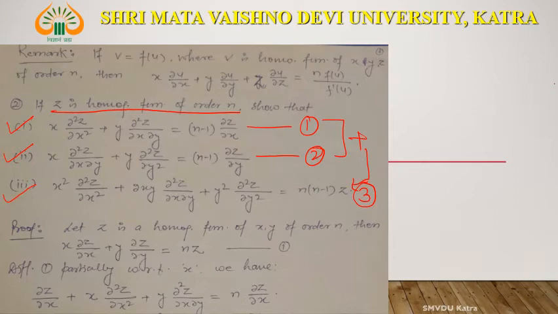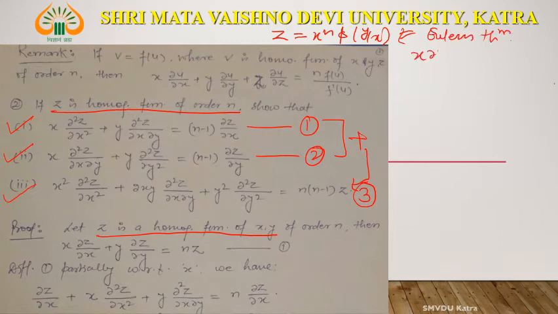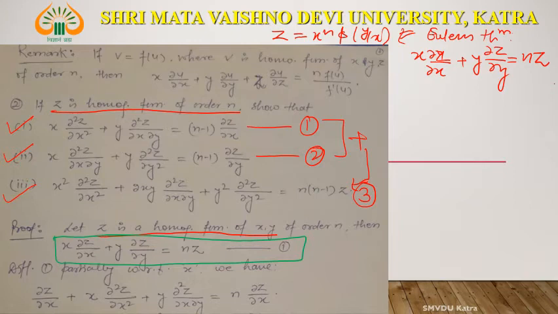It is given that z is a homogeneous function of x, y. Apply Euler's result. What is z? z is equal to x to the power n phi of y by x, or f of y by x. Then Euler's theorem says that x del z by del x plus y del z by del y is equal to n into z, right? This is equation 1, after applying Euler's theorem on z.